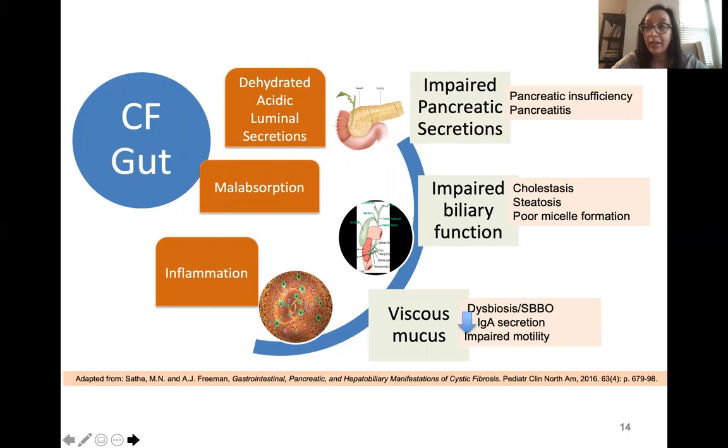We will have either pancreatic insufficiency, and that's the vast majority of patients. Those with pancreatic sufficiency are at very high risk of pancreatitis. Additional phenotypical problems include cholestasis, steatosis, and poor micelle formation. And finally, and this is a very important component of the phenotype, we have dysbiosis or small bowel bacterial overgrowth. We have impairment in immunoglobulin A secretion and impairment in motility.